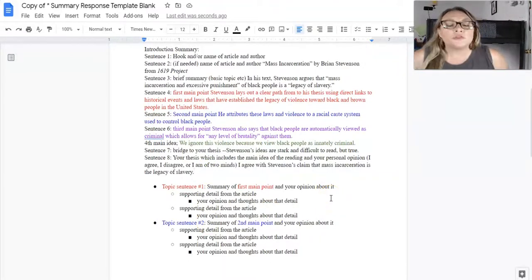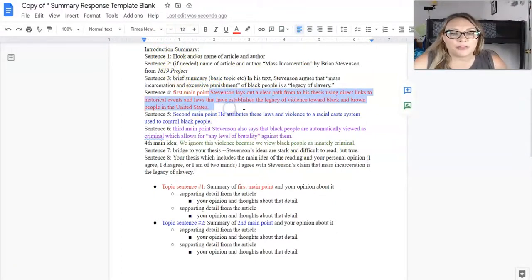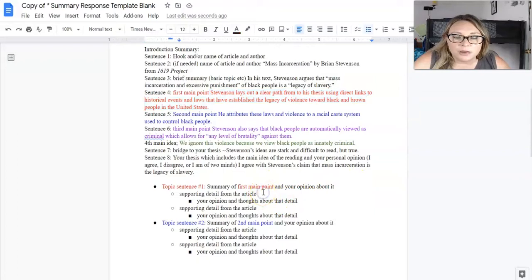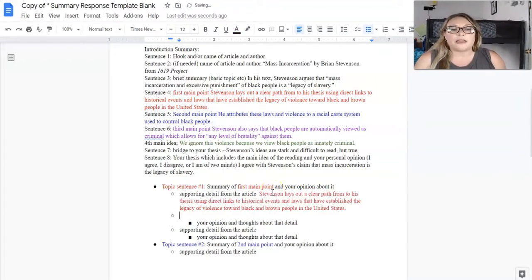My first main point was that Stevenson lays out a clear path through history. So I'm going to copy this, and you're going to summarize, and I'll also do your opinion. So here I go. One of the things you want to make sure that you do is that your topic sentence should really mirror what you put in your summary, and your topic sentence should not be a quote. The next thing can be a quote, and then you can put the detail. But it should not really be a quote. That's your topic sentence, okay?